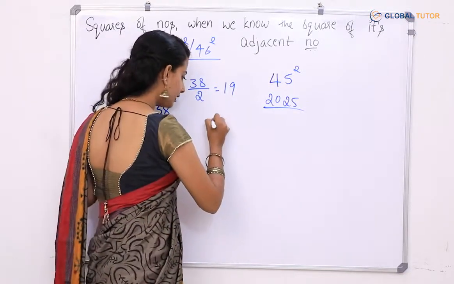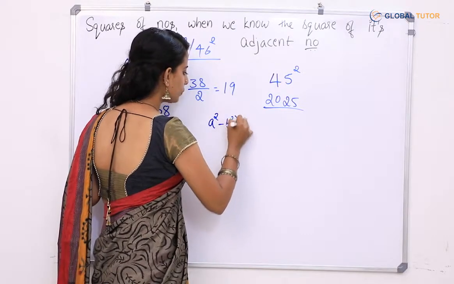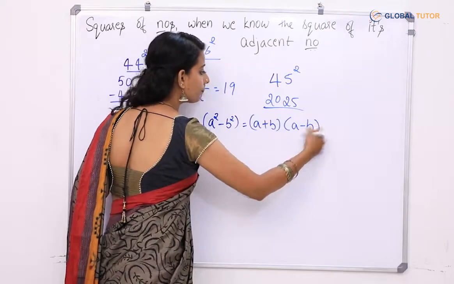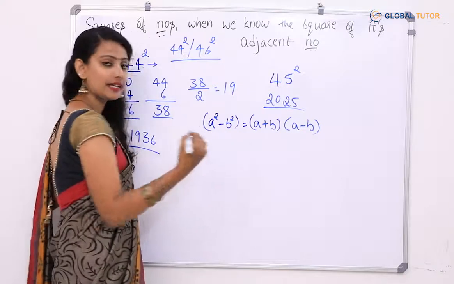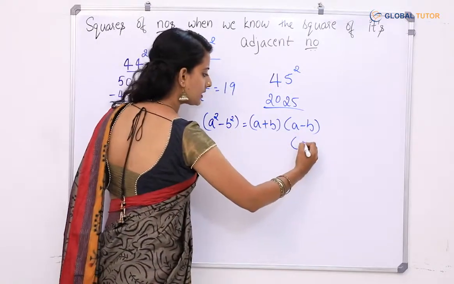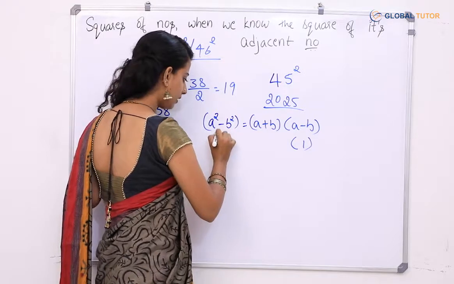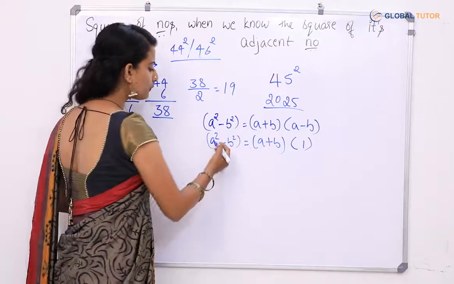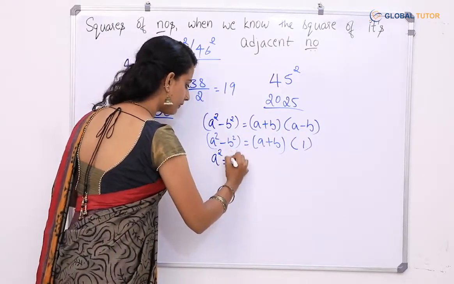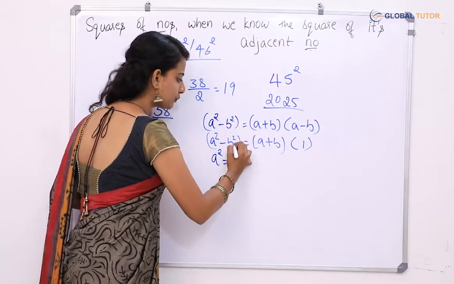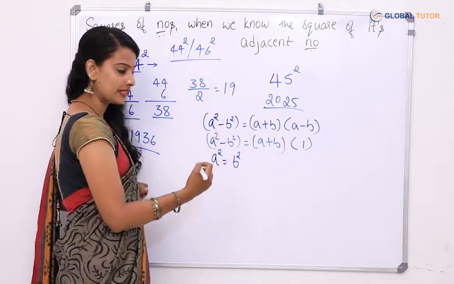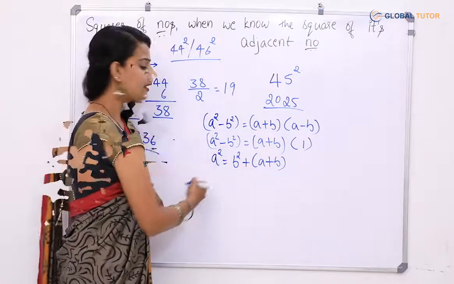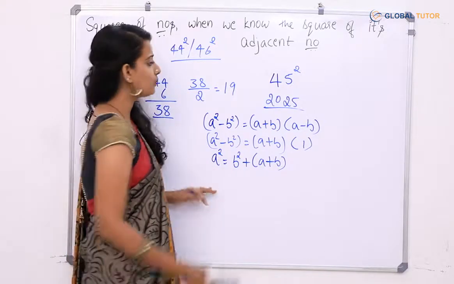We all know that a square minus b square will be equal to a plus b into a minus b. Now, if a and b are adjacent numbers, then a minus b will be 1. So a square minus b square will be equal to a plus b. So now what will be a square? A square will be equal to b square, because we shifted minus b square to this side, this becomes positive b square, then plus a plus b.